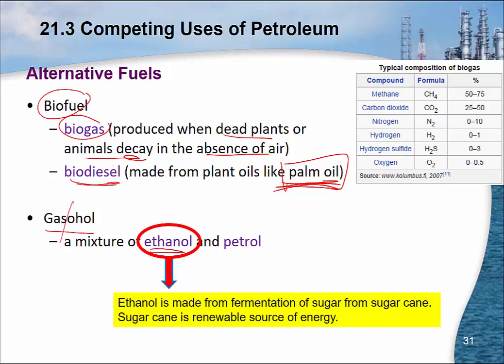Then there's gasohol, gas and alcohol. It's a mixture of ethanol and petrol. Ethanol is made from fermentation of sugar from sugarcane. If you have a big plantation of sugarcane, you get the sugar, and then you ferment it, you can get ethanol. So actually it's renewable, because you can plant sugarcane again and again. All you need is rainwater and sunshine, and sugarcane will grow by itself. Once you cut down the sugarcane and squeeze out the juice, you put yeast inside for fermentation, and you get alcohol. So alcohol is a renewable source of energy. By mixing alcohol and petrol together, you need less petrol.